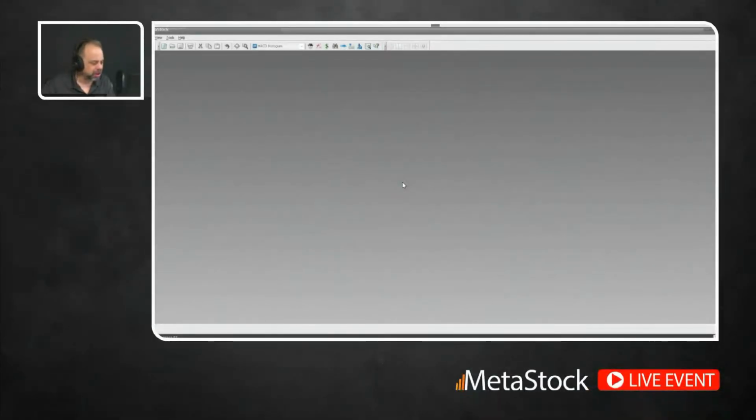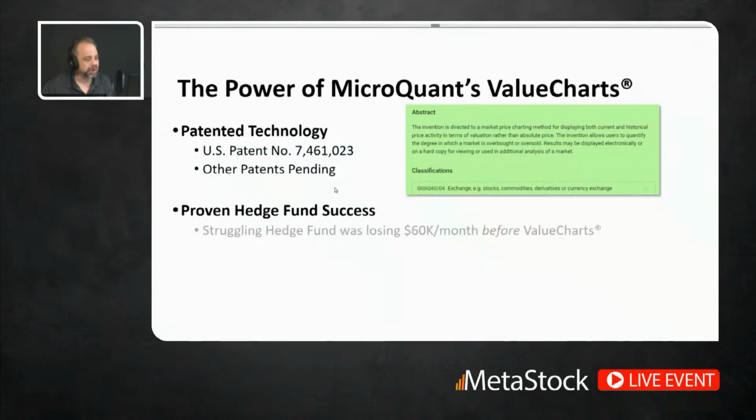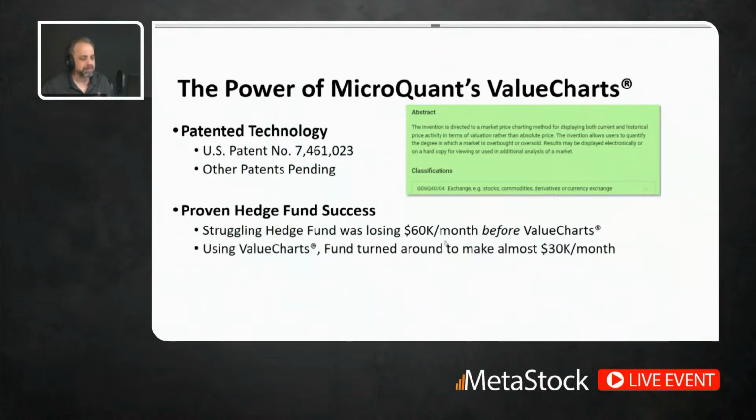I've actually got my Metastock open as well, but I think John does such a good job talking about it that I just want to come in here and talk a little bit about the fact that it's a patented methodology. There's a patent if you want to look it up and see what it is. I love the story, and it's been a very popular add-on. They took a hedge fund that was losing money, implemented it into what they were doing, and now are making money. A $90,000 difference, from 60K in the hole to 30,000. Quite a difference just using that, and all the vetting that's been done with it as well.